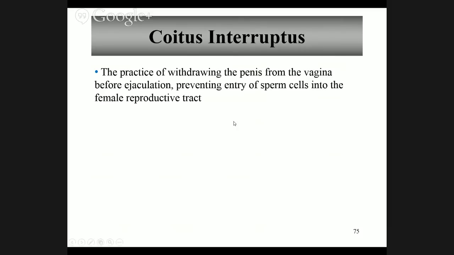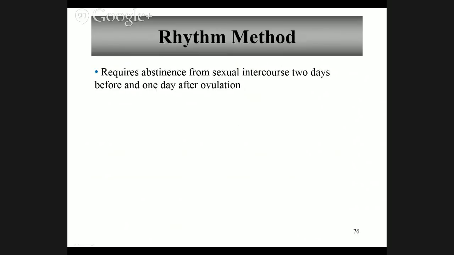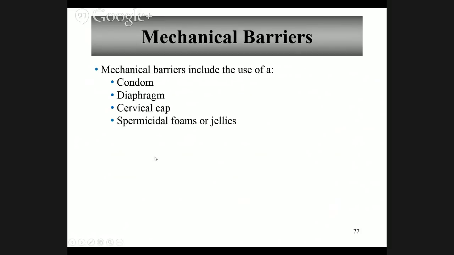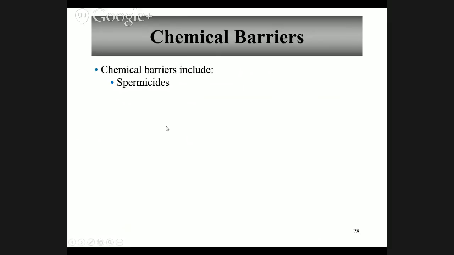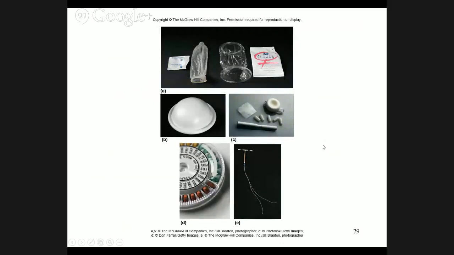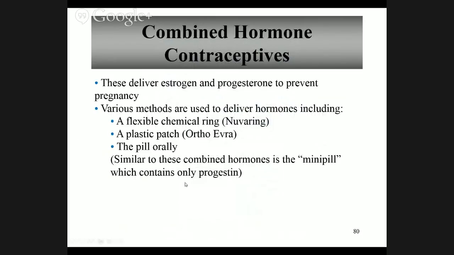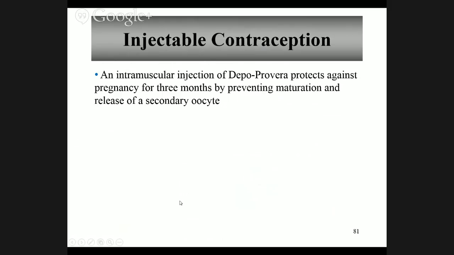Coitus interruptus, that chart talked about that. Rhythm method, 2 days before and 1 day after ovulation. Mechanical barriers, chemical barriers, and here's just a slide of different types of contraceptives. Combined hormone contraceptives deliver estrogen and progesterone to prevent pregnancy. Here's an injectable, Depo-Provera, which prevents pregnancy for 3 months by preventing maturation and release of a secondary oocyte.